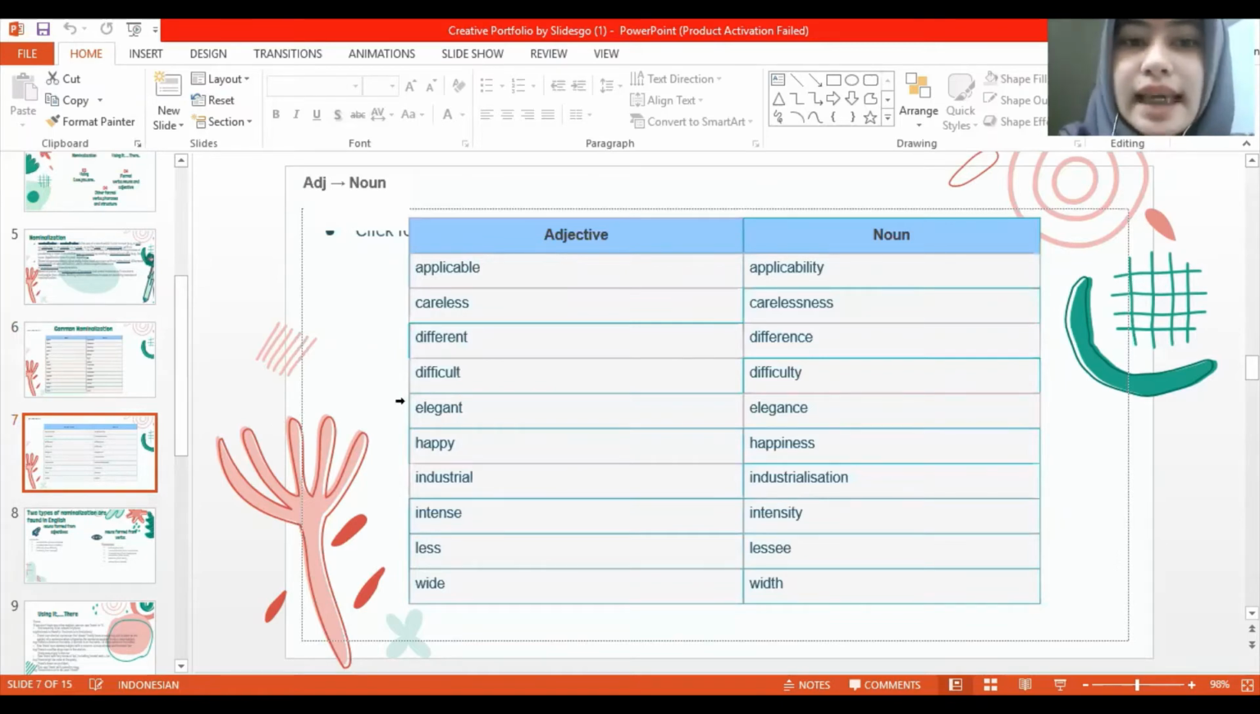Example, in adjective, we say applicable, but in noun, we say applicability. Another example, careless. In adjective, we say careless, but in noun, we say carelessness. And other examples.